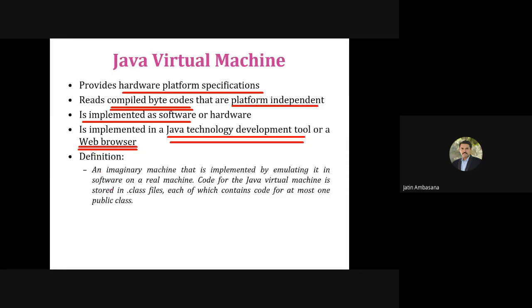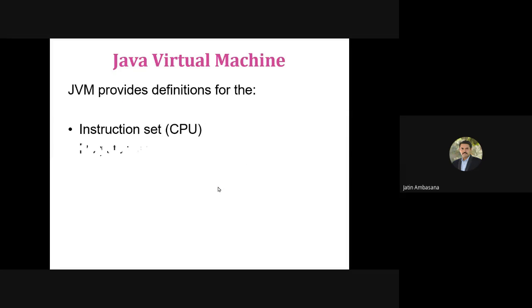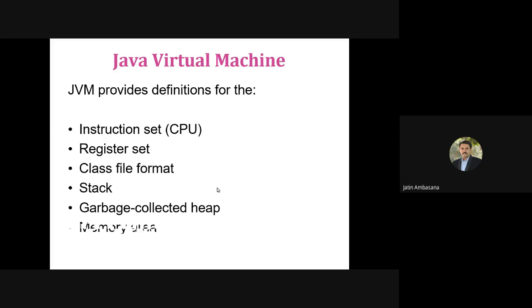So this is the definition: it's an imaginary machine that is implemented by emulating it in software or on a real machine. Code for the Java virtual machine is stored in .class files. You know that a .java file is converted into a .class file after compilation, right? Basically, JVM provides you different definitions for instruction set, CPU register set, class file formats, stack. So these are all things that are taken care of by JVM.